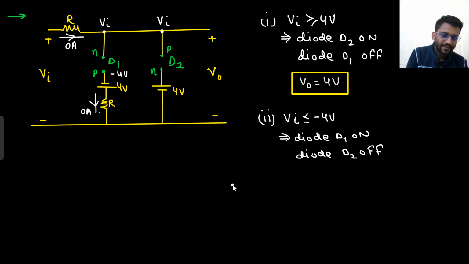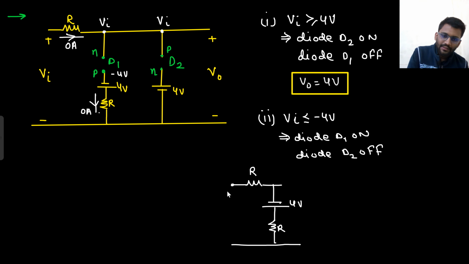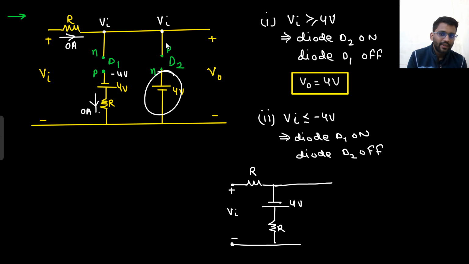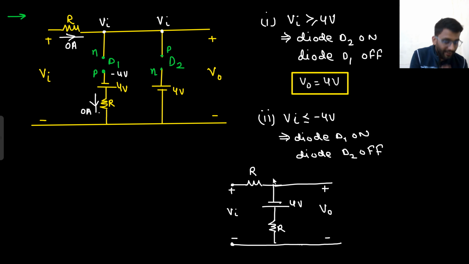No, let's check it. This is resistance R. Diode D1 is on. Diode D1 will be simply short circuited. Then this 4 volt battery will be there, and this resistance R will be there. This V in will be there. This D2 will be off, that means it will be open circuited, and this 4 volt will be there. So there will be no use of this branch, right? There will be no current in this branch. I can simply write V naught here. Now I need to find the value of V naught.